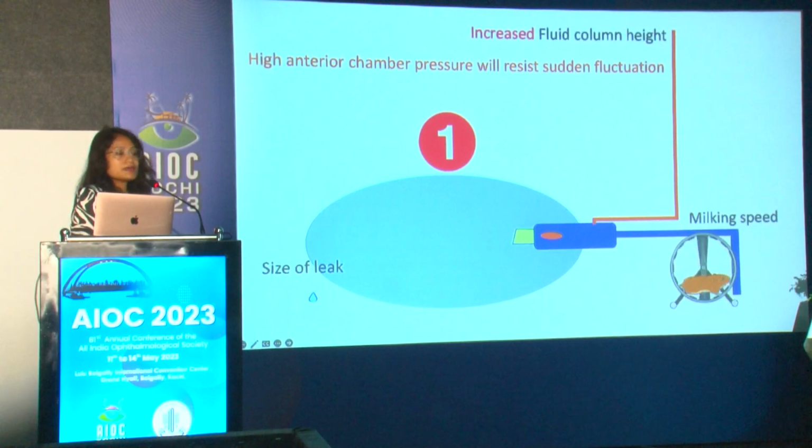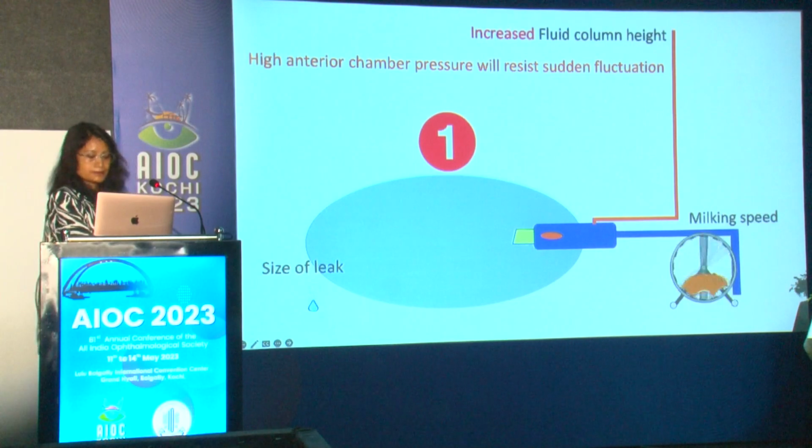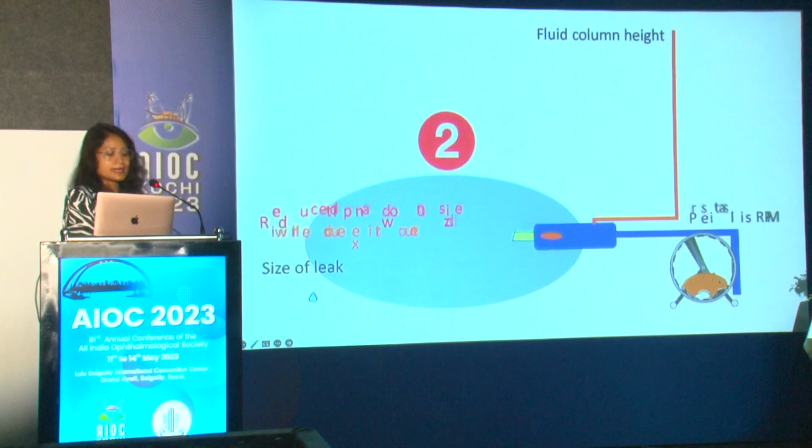So let's see how we can minimize this fluctuation level, how we can make the anterior chamber stable by doing some modification. Number one, we can increase the fluid height. By increasing the irrigating fluid height, the force of fluid inflow will also increase, and this in turn causes a raise in the intraocular pressure. And this high anterior chamber pressure is sufficient to resist the sudden fluctuation which we usually get in case of occlusion break.